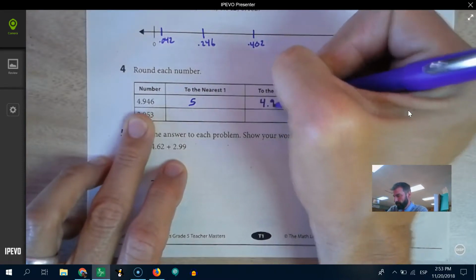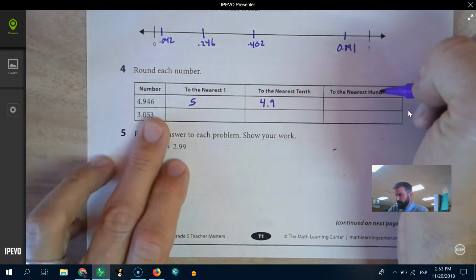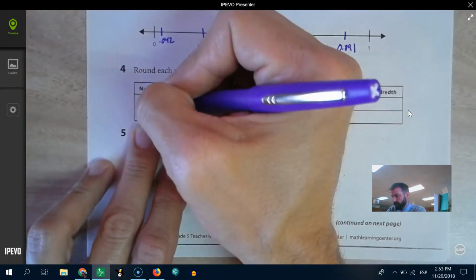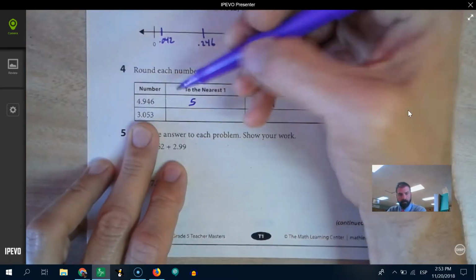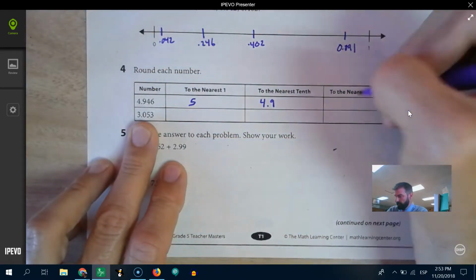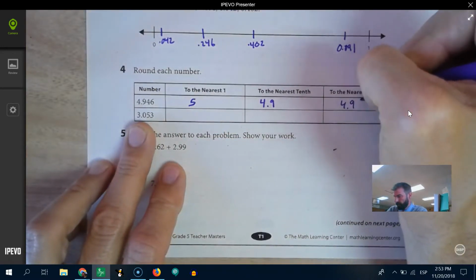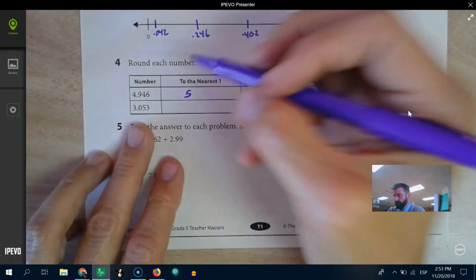that's going to be 4.9. And then nearest hundredth. So I need to know where my hundredth is. I look to the right. Oops, sorry. I see it's a 6. So I'm going to go up to 4 and 95 hundredths.